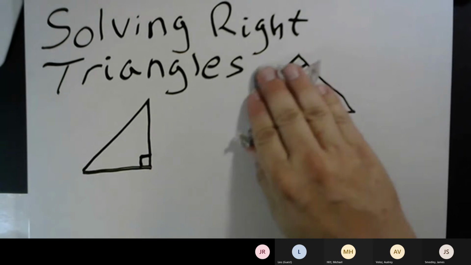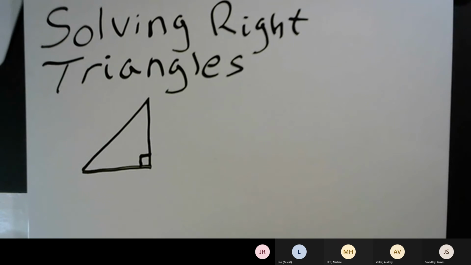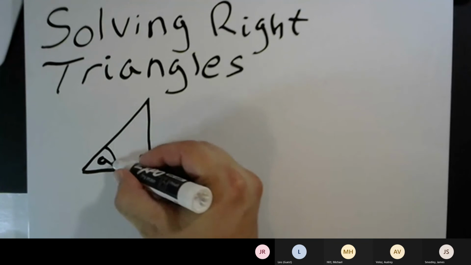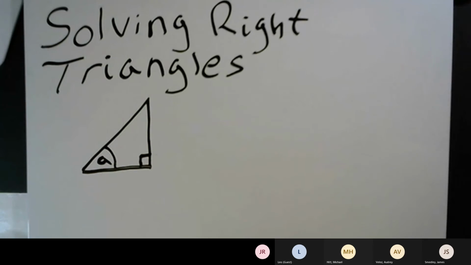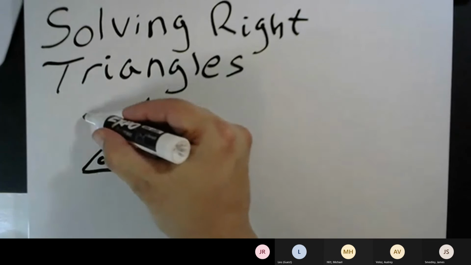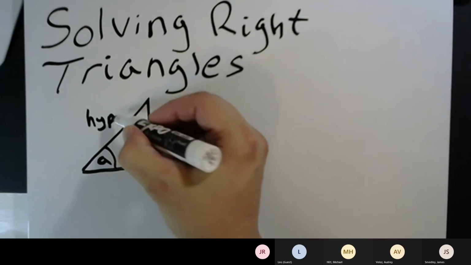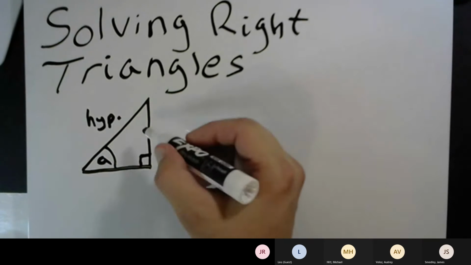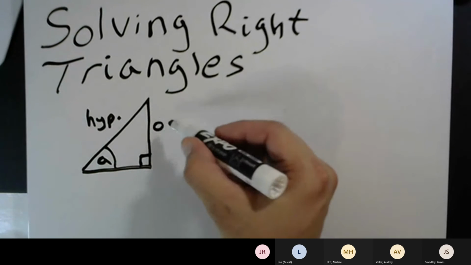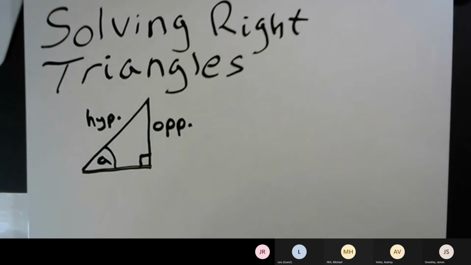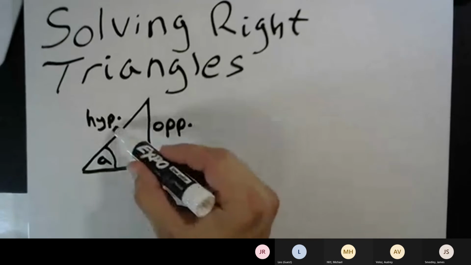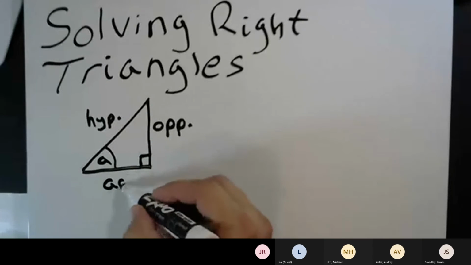And we'll choose an angle. Let's say we have an angle A, with the little arc there to indicate an angle. Now, the side across from the 90-degree angle is the hypotenuse. The side opposite the angle we're interested in is called the opposite. And the side next to the angle we're interested in, that's not the hypotenuse, is the adjacent.